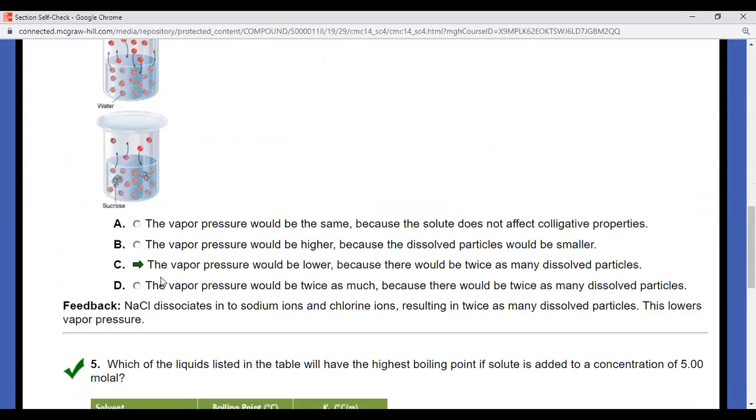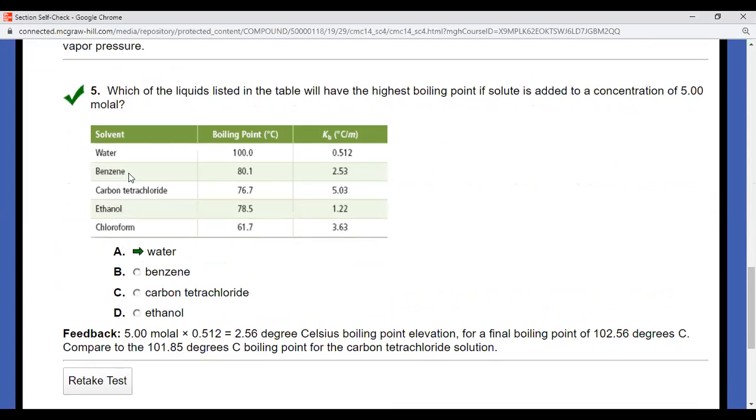Question number 4, as Khalid Al-Munif said: the vapor pressure would be lower because there would be twice as many dissolved particles. Question 5, as Abdullah said: water, because it has the highest boiling point, which equals 100. It's okay? Thanks, guys, for your participation now.